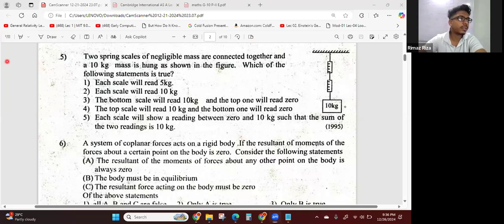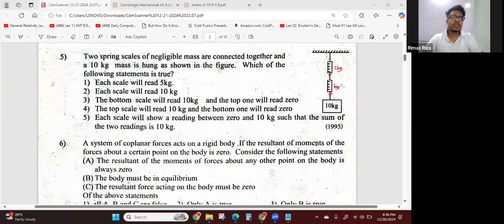Each scale will read 10 kilogram. So each scale will read 10 kilogram. Suppose each scale is, let's say, 1 kilogram, and this weight is also 1 kilogram. And let's say the hooks are connected at the bottom.